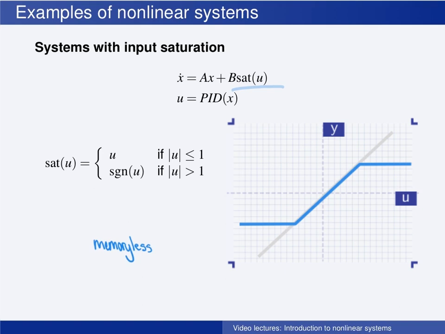This is because the derivative of the function is not defined here and here. Such nonlinearities can typically generate a particular type of oscillations, something that we call limit cycles, and which we will get back to later.